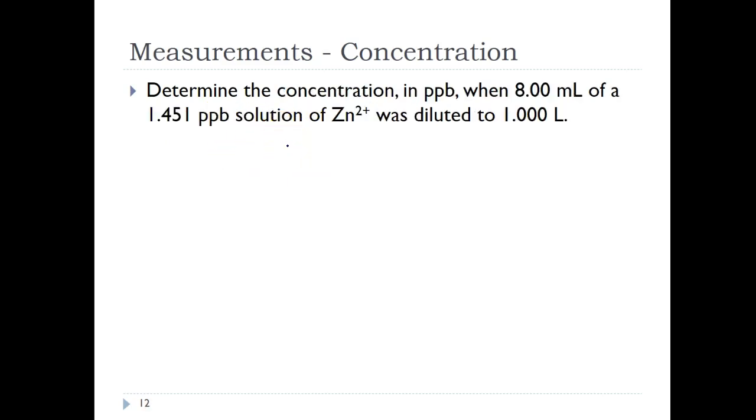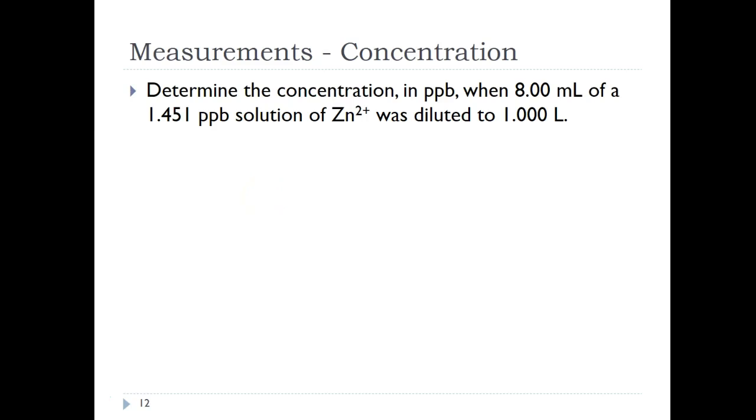So just to prove that we can do this with any units, we've got another dilution calculation, only this time we're looking at concentration in parts per billion, ppb. So we're just using a very weak solution. So this time we're trying to figure out what the concentration would be when we make this solution. So if we take 8.00 milliliters of a 1.451 parts per billion solution of zinc ion, add that to a 1 liter volumetric flask, I want to know what is the concentration of that new solution.